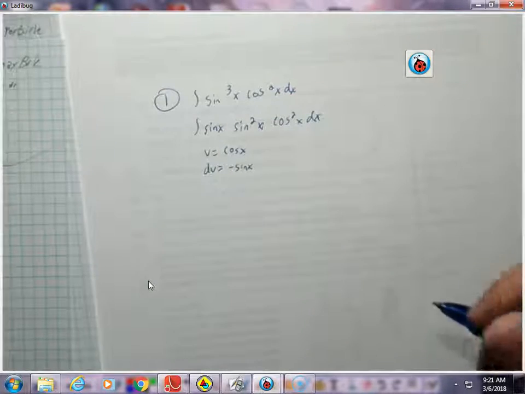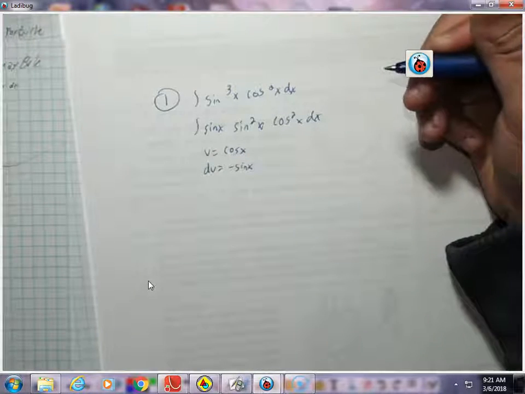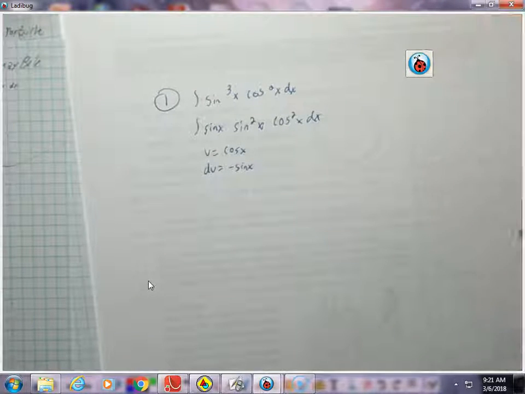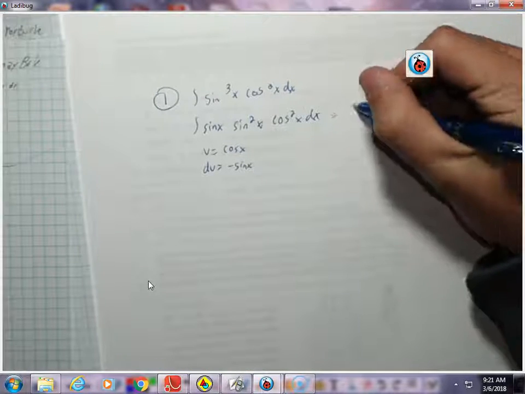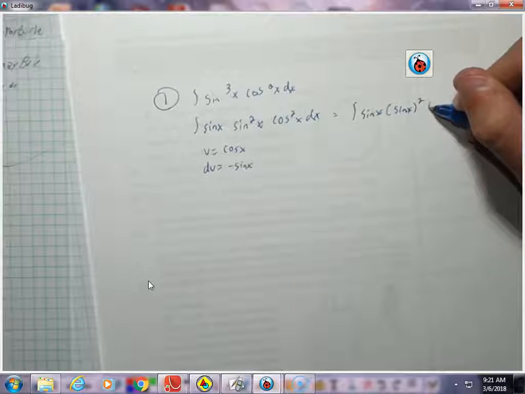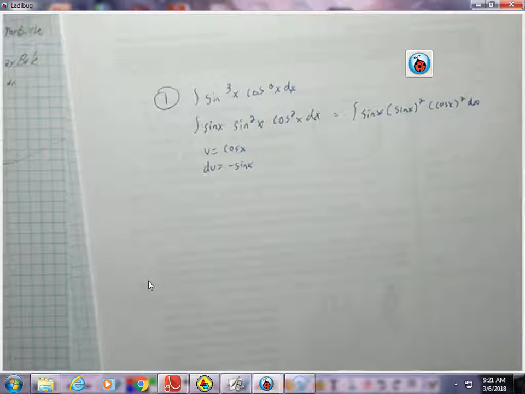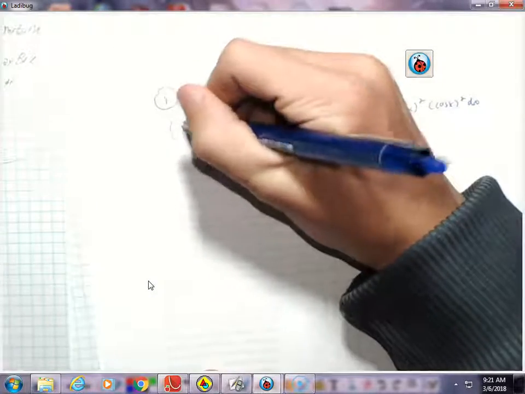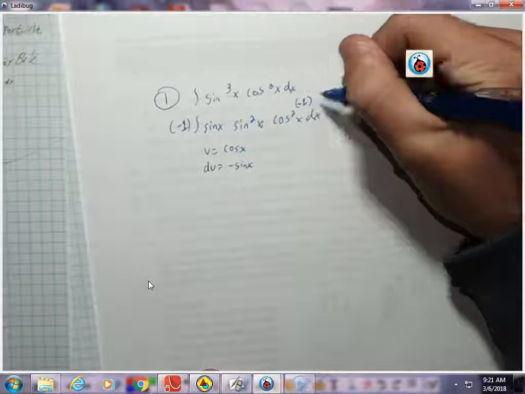And so what you do is, because you don't have du yet, I'm just going to write sine x squared cosine x squared dx. So you multiply that by negative 1 because you want to find du.